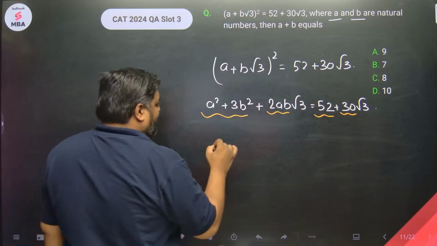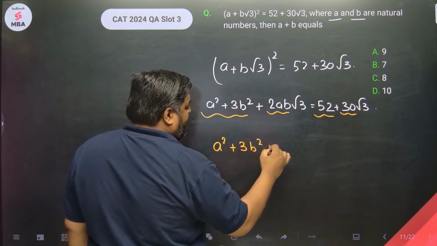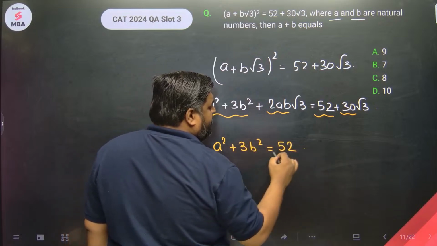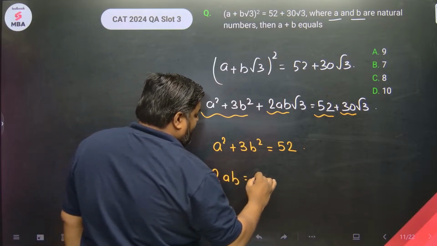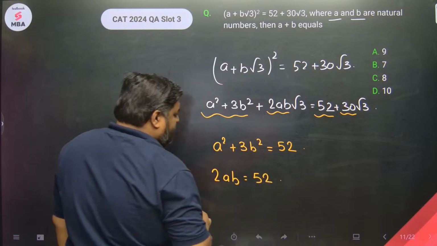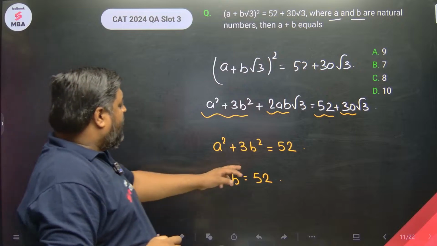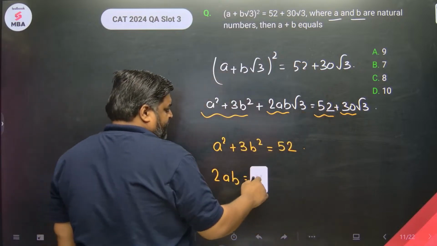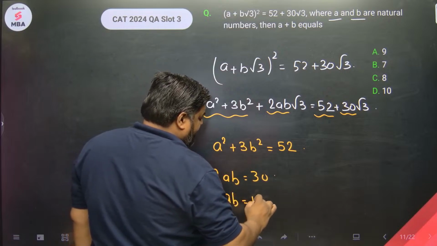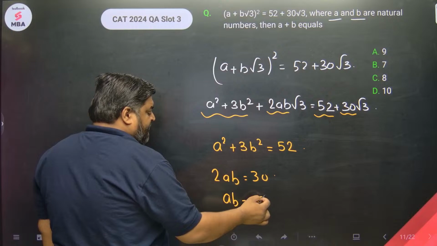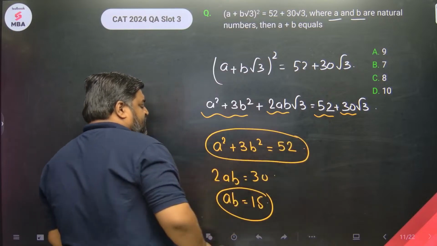We can write a square plus 3b square as 52, and we can write 2ab as, no, 2ab is 30 ना, sorry, 2ab is 30. तो ab की वैल्यू क्या हो जाएगी बेटा? 15. ab is 15 and a square plus 3b square is 52.